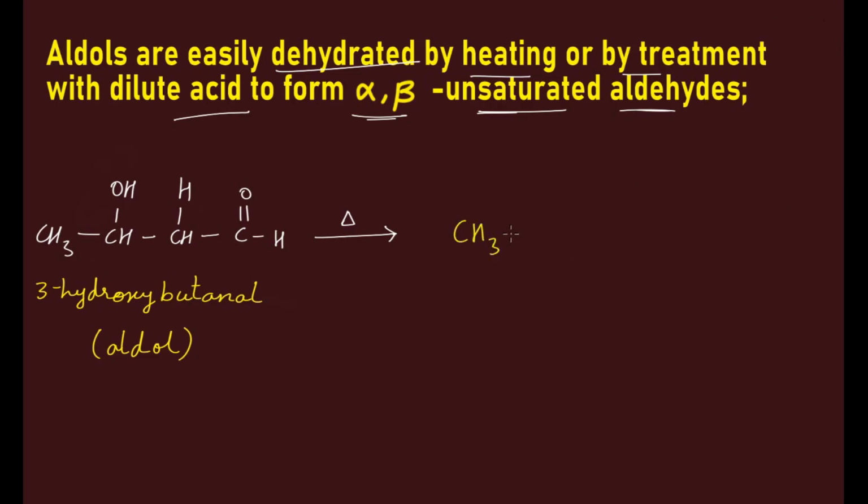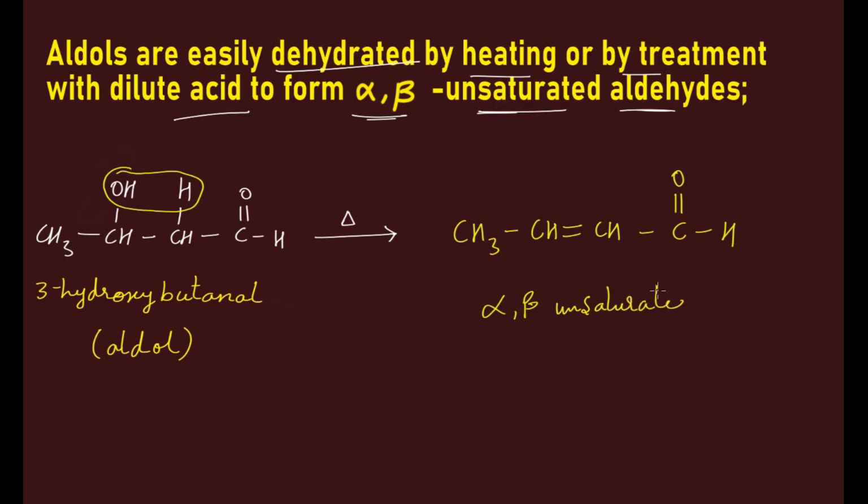Let's start. You will get CH3. As soon as you heat it, water molecule will be removed. Which water molecule? OH and H. What happens when you remove it? You will get a double bond, right? And aldehyde will be there, CHO. Now why is this alpha beta unsaturated? This product is alpha beta unsaturated aldehyde. Why? Because alpha and beta carbon are making a double bond. So unsaturation is at alpha and beta position from the aldehyde group. So this is your alpha beta unsaturated aldehyde, right? This is the product of dehydration of aldols.